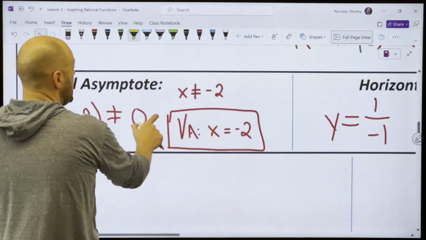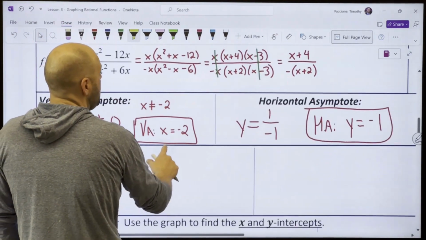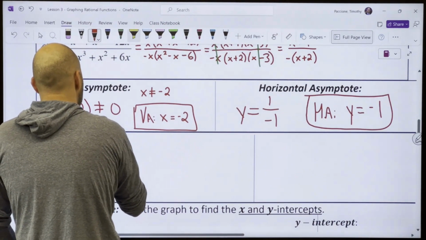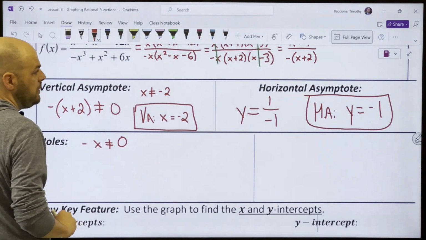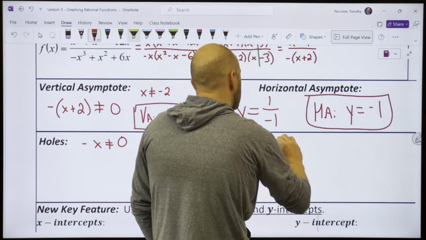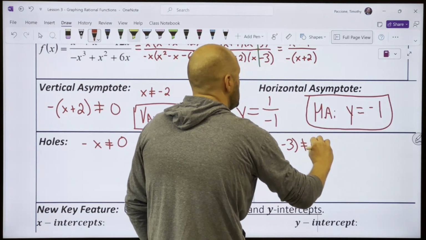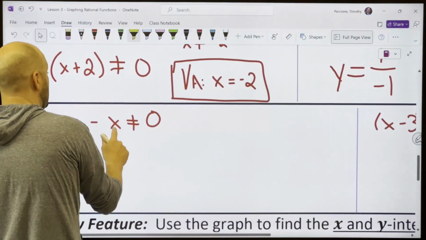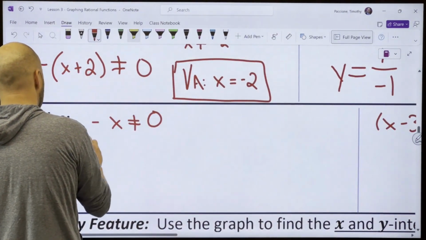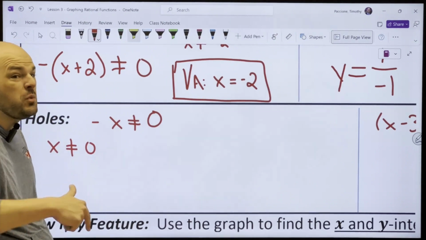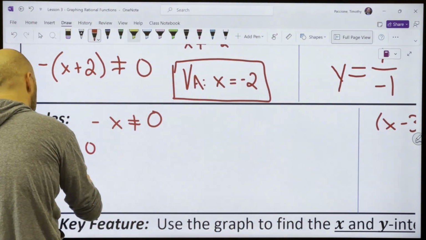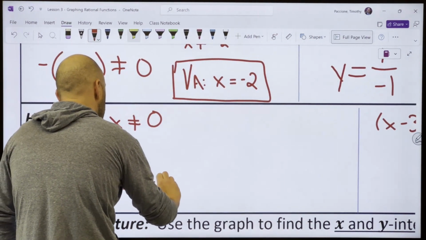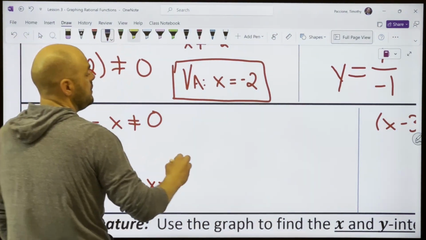All right, so the first thing we know, same deal as what we did with the vertical asymptote, is that negative x cannot equal 0. We also know that x minus 3 cannot equal 0. That would cause problems. So we work with both of those. If negative x cannot equal 0, then x cannot equal 0, which means we have a hole when x equals 0.